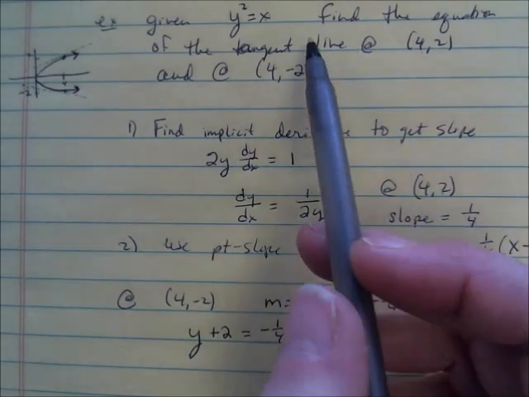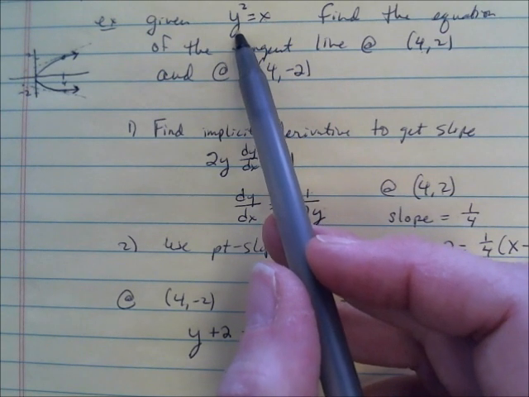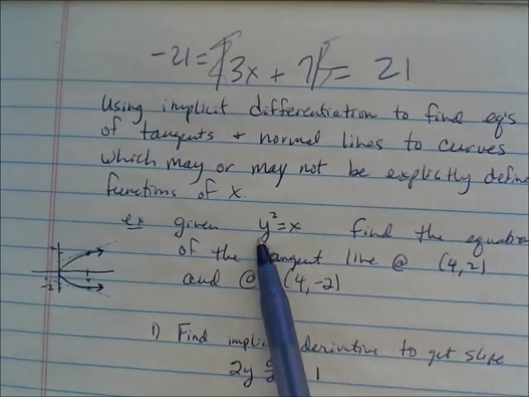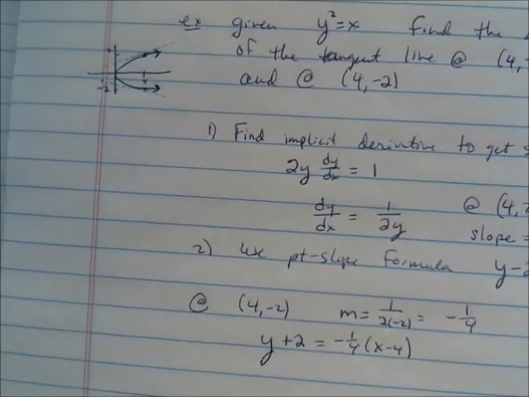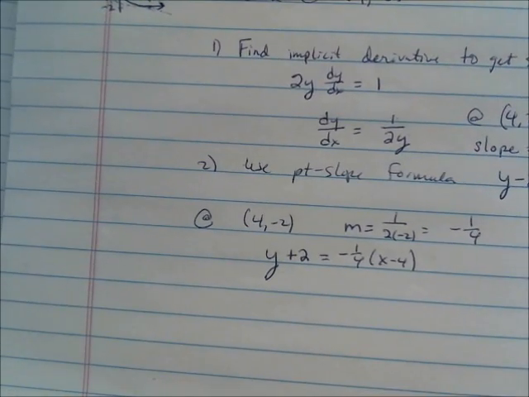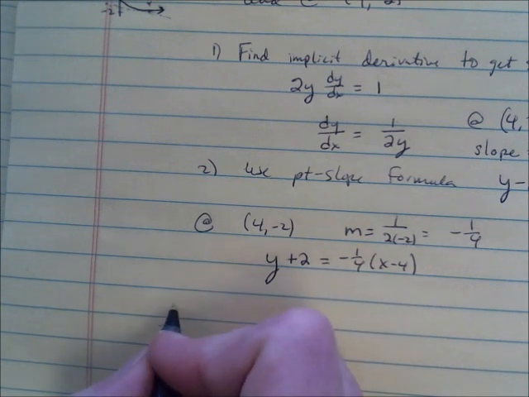Now the other thing we could do is, for this particular equation, we could actually solve for y, and we wouldn't have to use implicit differentiation. So let me show you the same exact problem without implicit differentiation.